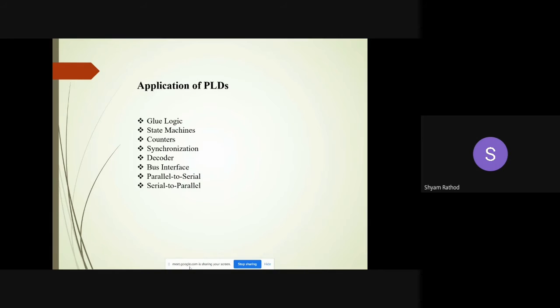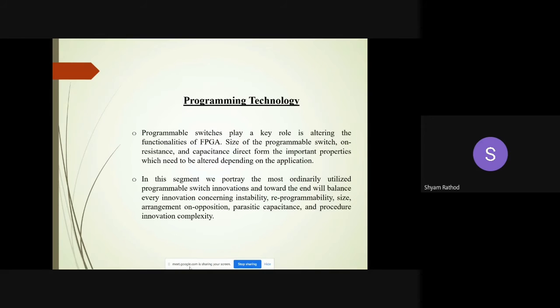There are several applications of PLD. These are glue logic, state machines, counters, synchronization, decoder, bus interface, parallel to serial, and serial to parallel. Next is programming technology. Let's see what the programming techniques are.